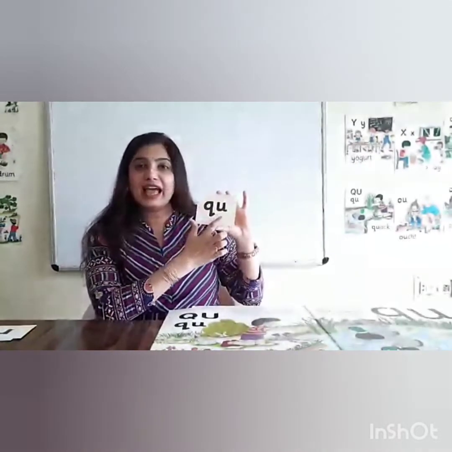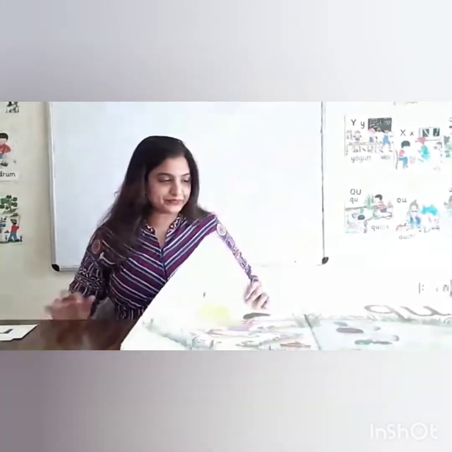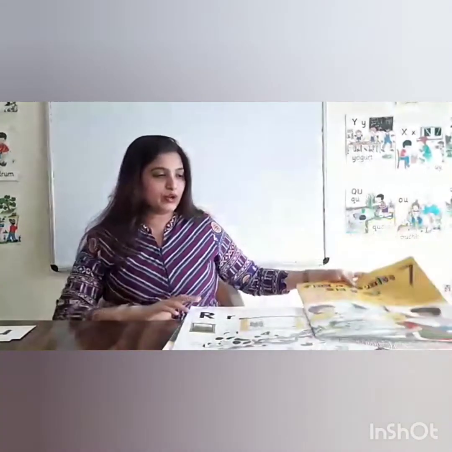And what did he do? He tried to imitate them. How was he imitating? He said quack, quack, quack. So the sound of Q and U together is quack and the action is like this. Quack, quack, quack. Okay. Now we'll go.